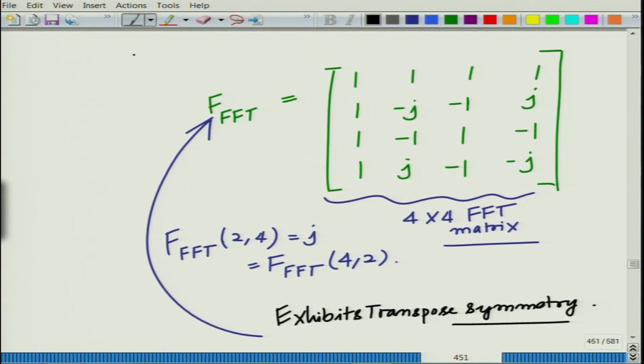And it is not Hermitian symmetry, because if it was Hermitian symmetry, then FFT of 4 comma 2 would be equal to the conjugate of FFT of 2 comma 4, that is, it would be minus j, right. So, it is not Hermitian symmetry, but rather transpose symmetry, okay. This is something important to keep in mind, so as not to get confused, okay.